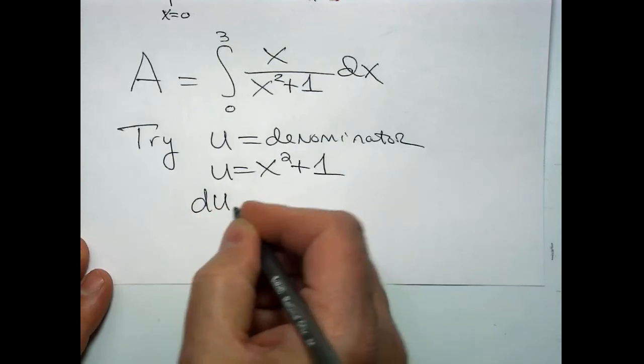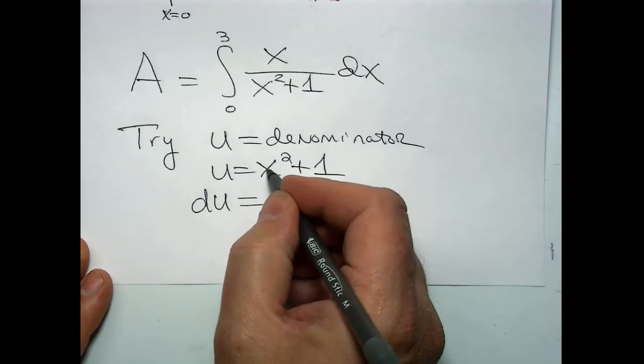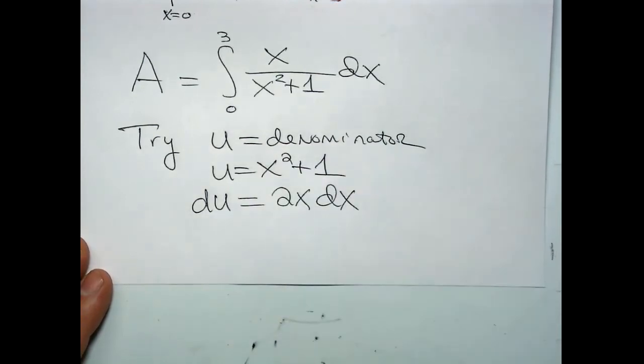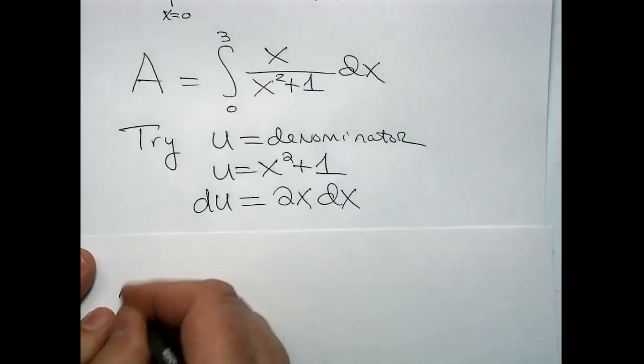Don't forget to do your du dx. So du dx equals, derivative is 2x. Move the dx to the other side. Okay, this is important. It's time for the full and complete substitution on this problem. What is my area?